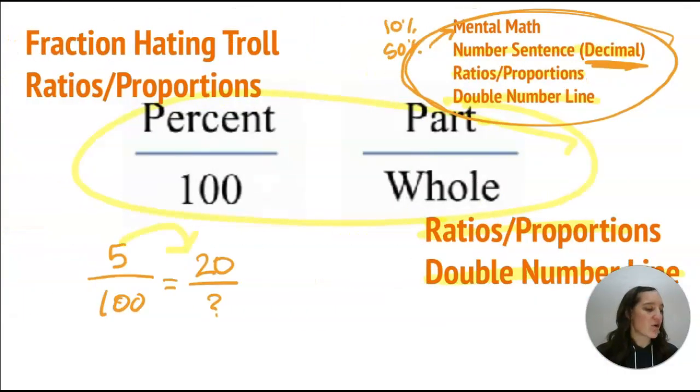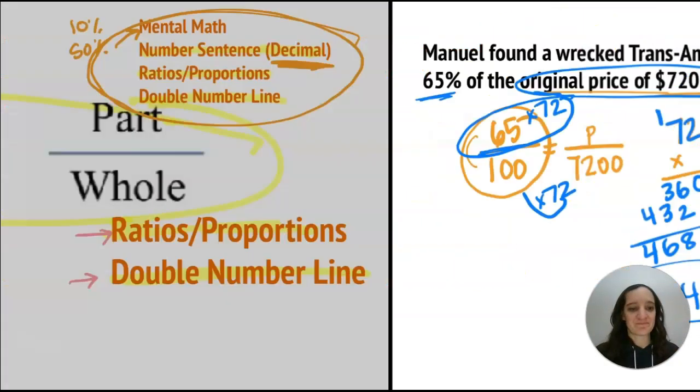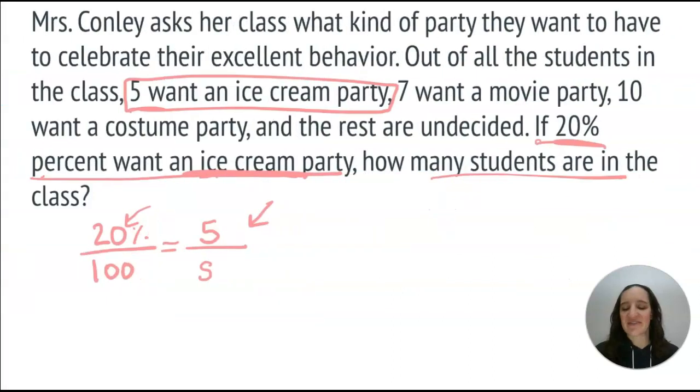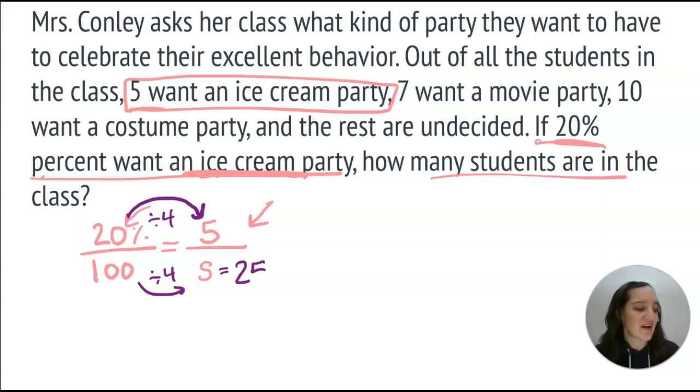So if we're looking for the whole, we've got 2 options. We can do it the ratio way or the double number line way. I'm going to try the ratio way first. If that's tricky for me, I'll go to double number line. But I'm going to stick with the ratio because I can see here that there is a divide by 4 relationship. So I'm going to do the exact same thing here. 100 divided by 4 is 25.